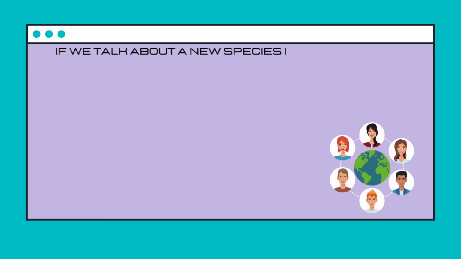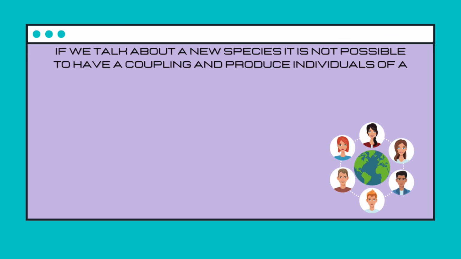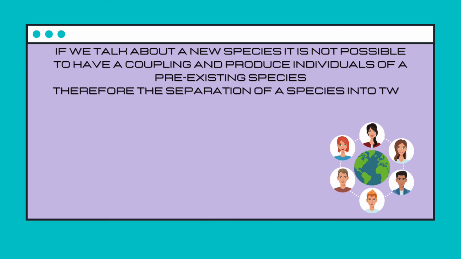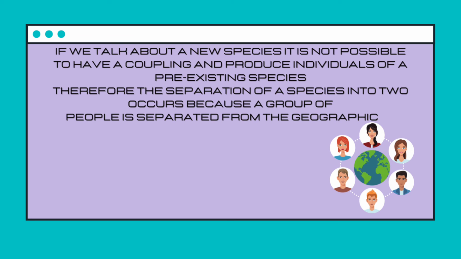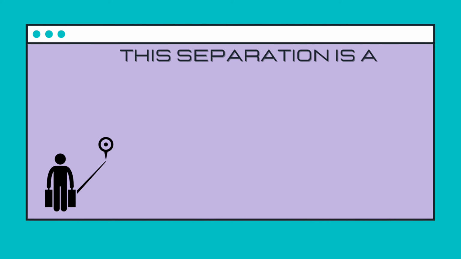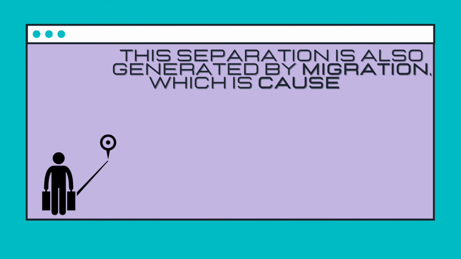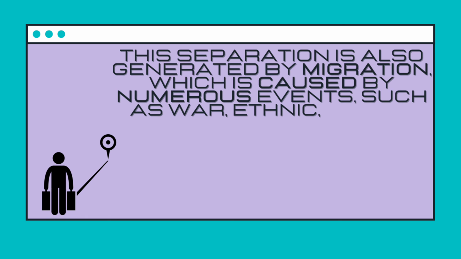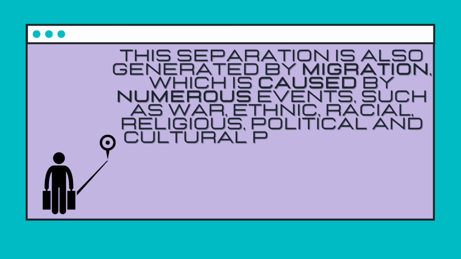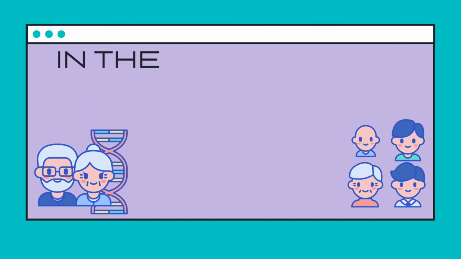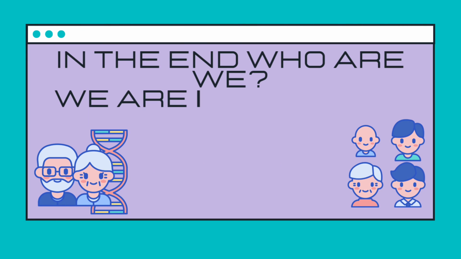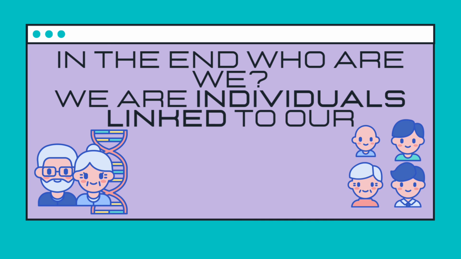If we talk about a new species, it is not possible to have outcrossing and produce individuals of pre-existing species. Therefore, the separation of a species into two occurs because a group of people is separated from the geographical location in which it is located. This separation is also generated by migration, which is caused by numerous events such as war, ethnic, racial, religious, political, and cultural persecution. In the end, who are we? We are individuals linked to our ancestors.